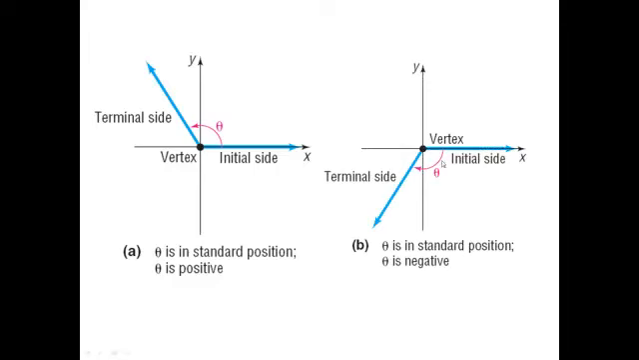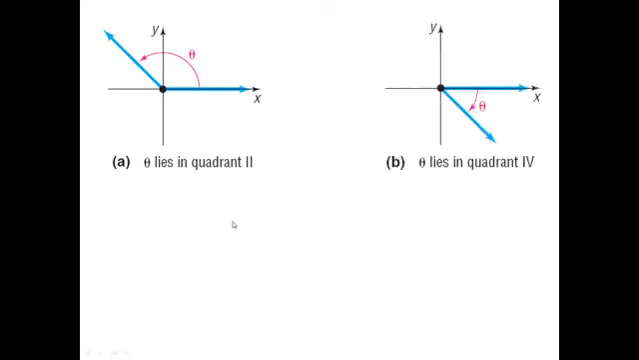Here we have a negative angle. This goes this way from the initial side, and it is also in standard position, but a negative angle. Here we can say that this angle theta lies in quadrant 2 because the terminal side is in quadrant 2. On this other side, we have this angle that is negative, and we say that it lies in quadrant 4 because the terminal side is in quadrant 4, as you can see here.